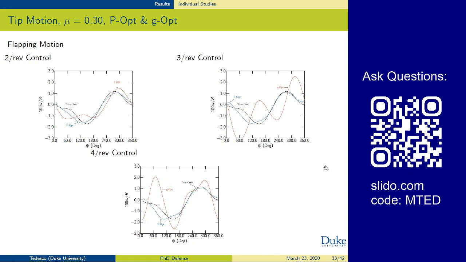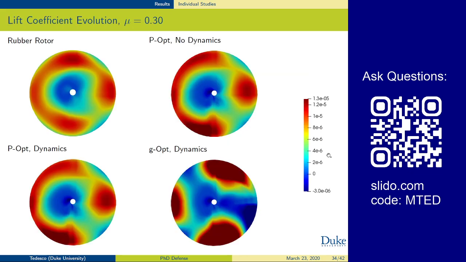So the natural next question becomes, well, what's happening to the lift? So if we look at the lift, this is for the lift coefficient evolution at a 0.3 advance ratio, 4 different ways. The top left is the rubber rotor. This is the absolute minimum you can get. Top right, power optimization without dynamics. Bottom left, power optimization with dynamics. Bottom right, vibration optimization with dynamics.